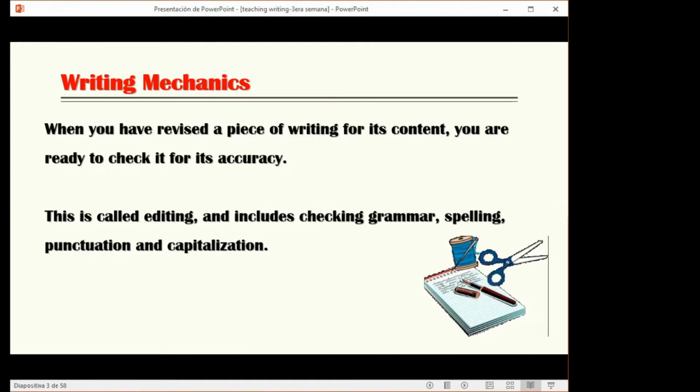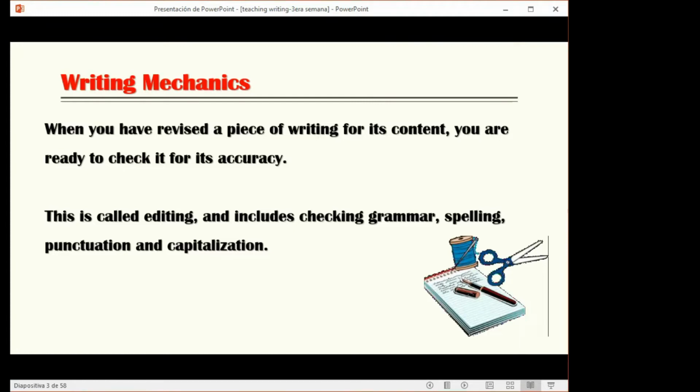We are going to analyze. And what do we analyze when we check a piece of writing? We check the grammar, we check the spelling, we check punctuation or capitalization. So notice all the things that we are going to check in the editing process. Not just the teacher, but you, when you write something, or the student, when the student writes something, the student is going to analyze.